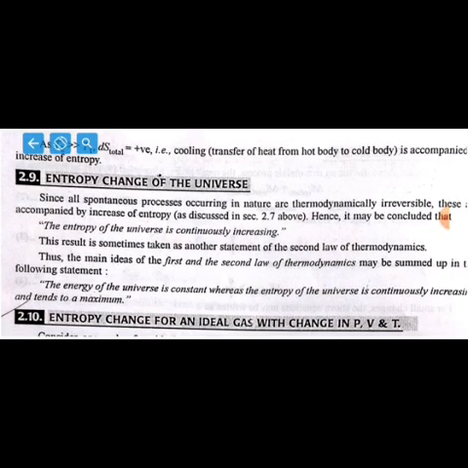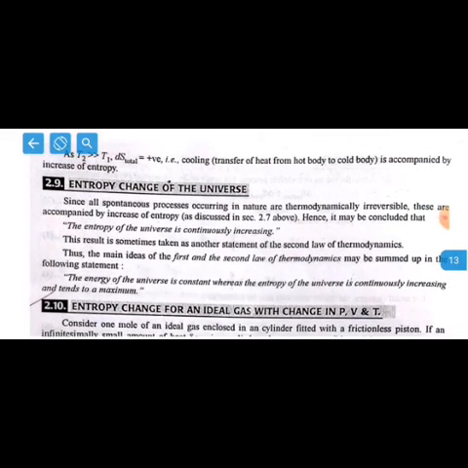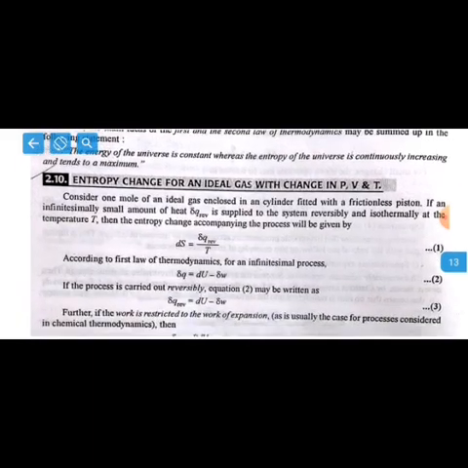Entropy change of the universe. Since all spontaneous processes occurring in nature are thermodynamically irreversible, these are accompanied by increase of entropy as discussed in session 2.7 above. Hence, it may be concluded that the entropy of the universe is continuously increasing. This result is sometimes taken as another statement of the second law of thermodynamics. Thus, the main ideas of the first and the second law of thermodynamics may be summed up in the following statement. The energy of the universe is constant, whereas the entropy of the universe is continuously increasing and tends to a maximum.